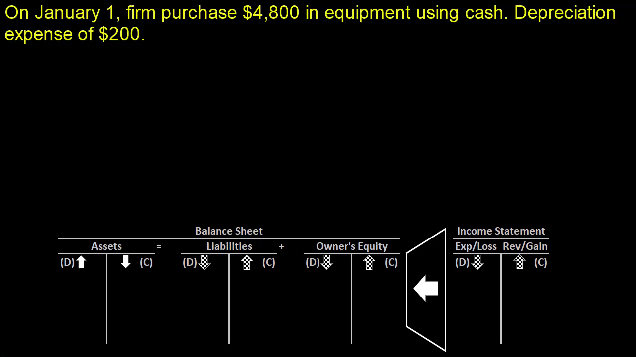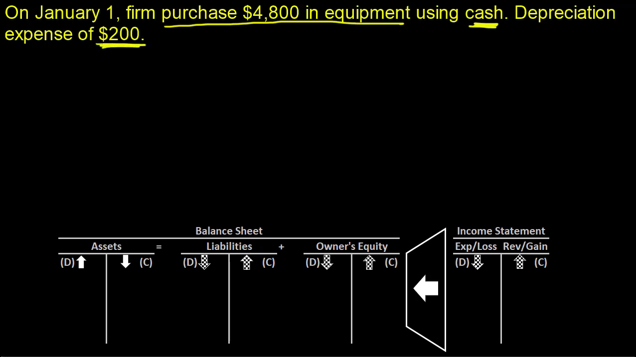So this is a journal entry question that gets to equipment purchases and corresponding depreciation expense. We don't get into the calculation of depreciation expense on here. We just give you the amount. So on January 1st, a firm purchases $4,800 of equipment using cash. Depreciation expense is $200, all right?